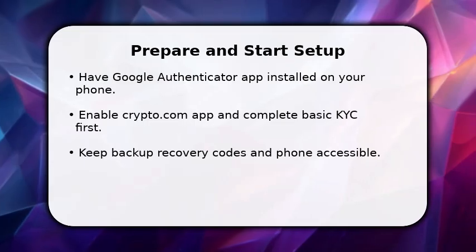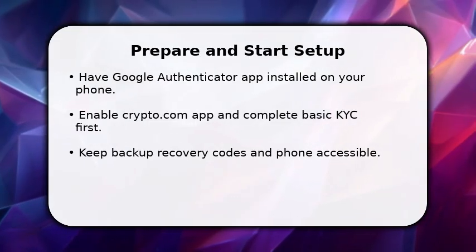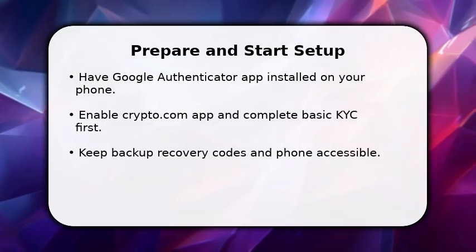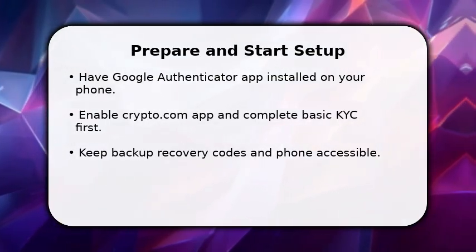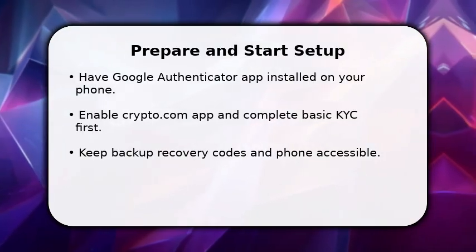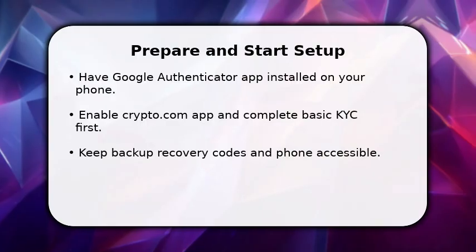Enjoy the video. You'll begin by opening the Crypto.com app and signing into your account. Authenticate with your password or biometrics. Once done, go to Settings, then Security, and choose Two-Factor Authentication.